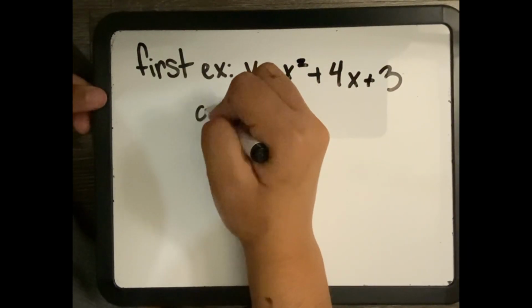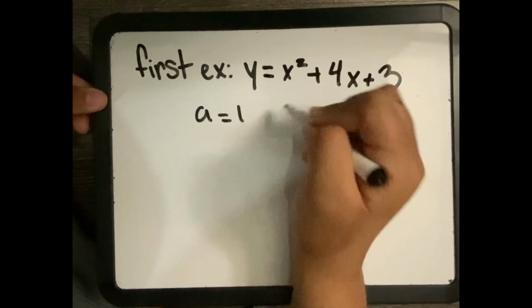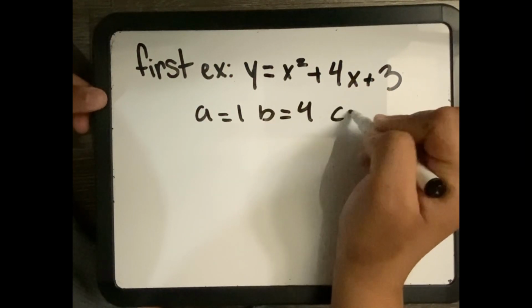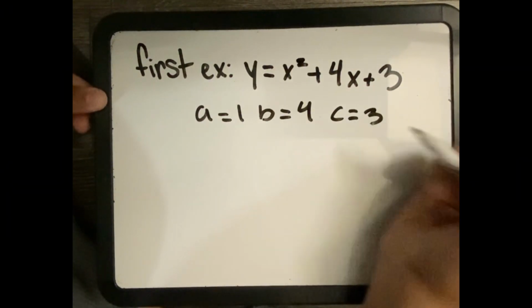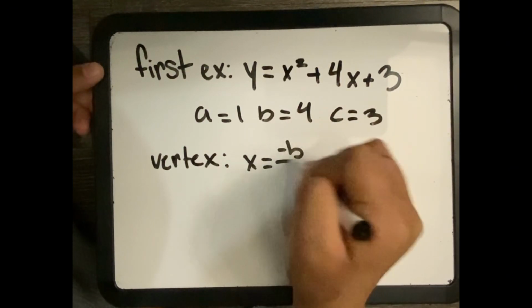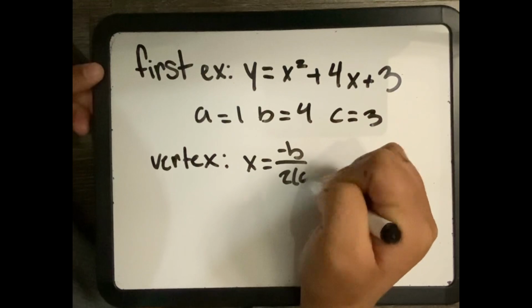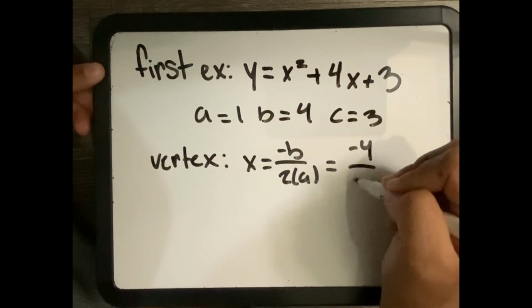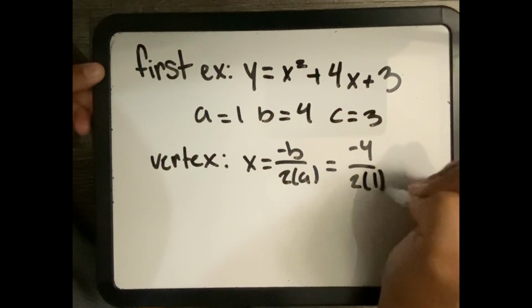We're going to start off our first example by identifying our coefficients, which we know is a equals 1, b equals 4, and c equals 3. After this, we will find the vertex by using the formula x equals negative b divided by 2a, which in this case turns into negative 4 divided by 2 times 1, which would give us negative 2.